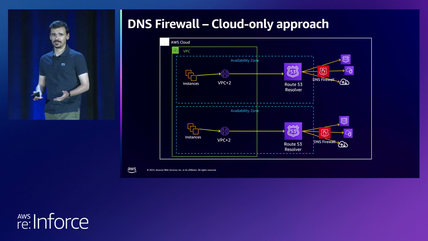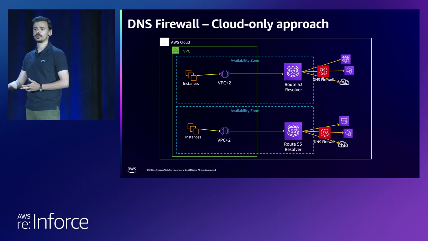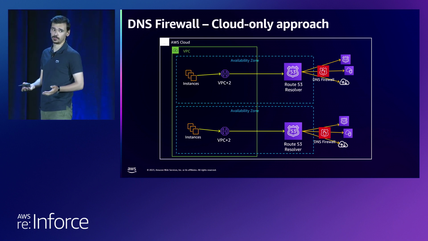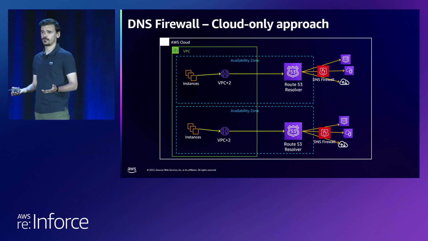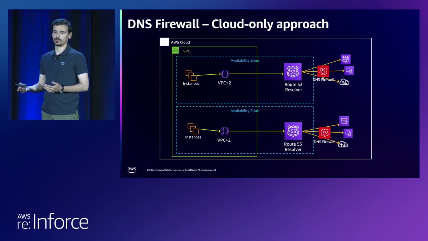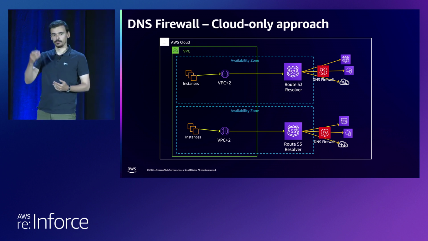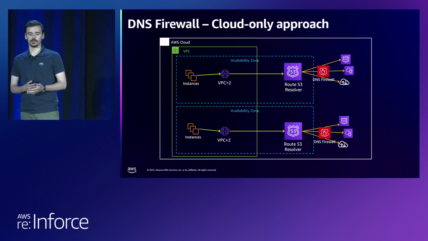How does it work? Well, since it's a feature of the Route 53 resolver, right? It's a feature on top of it. If you're already using the .2 resolver, it's very simple. You just have to create these rules, choose which VPCs you want to apply them to, and they automatically are applied before the DNS resolution comes through, right? So your instance goes to the .2 resolver, and the .2 resolver will check first the DNS firewall, and then it will resolve the query.